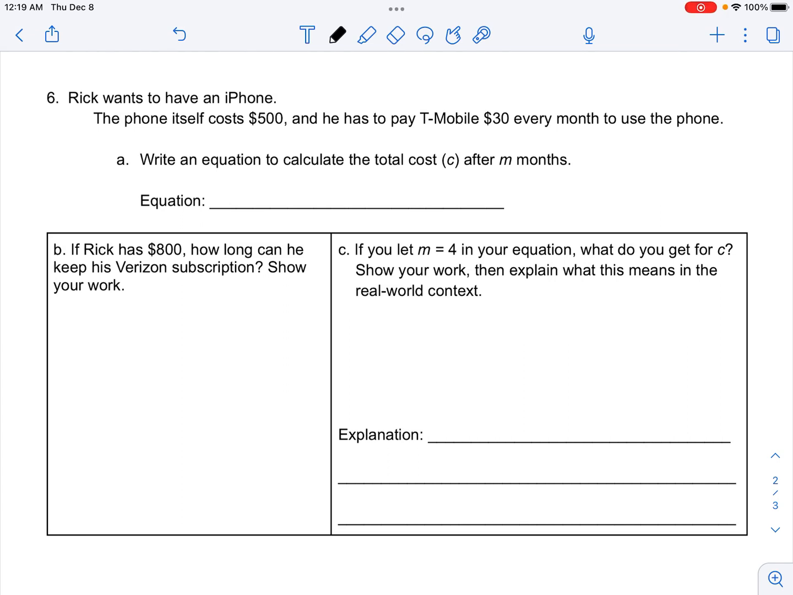All right, I'm going to talk about problems 6, 7, 8, and 9 on the quiz. This isn't the exact same question, but it's very similar. Rick wants to have an iPhone.